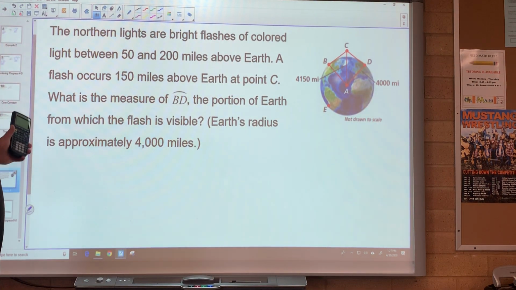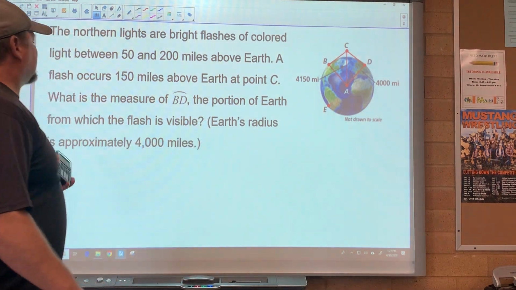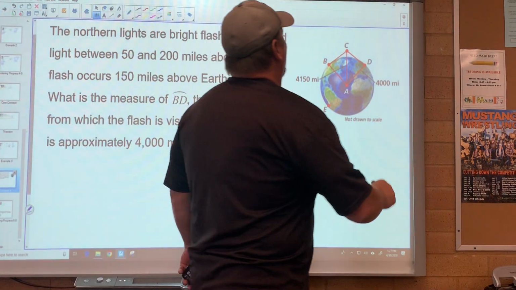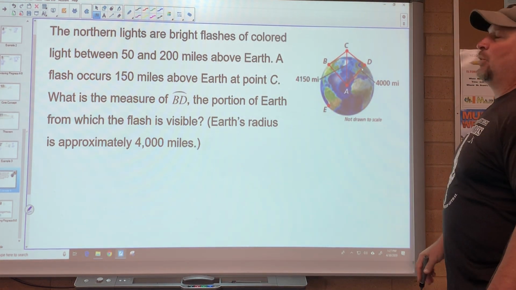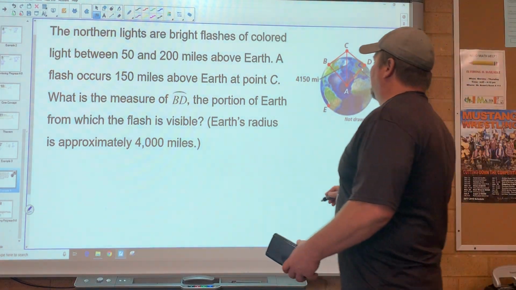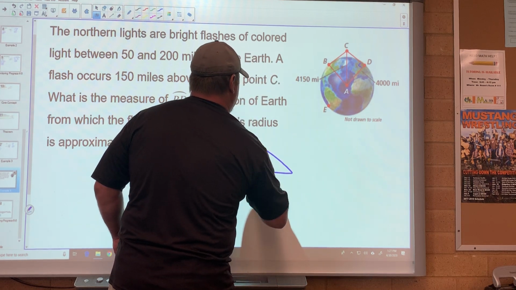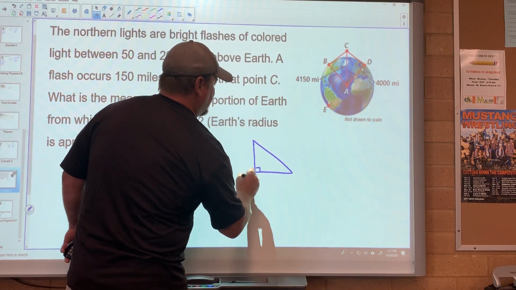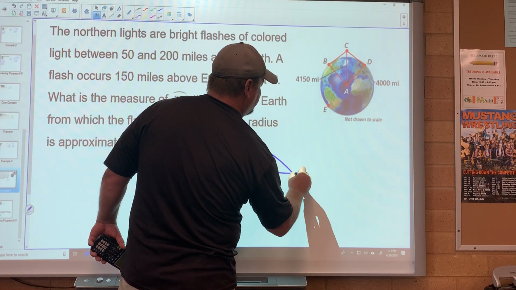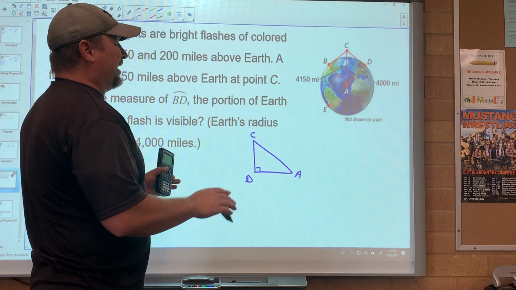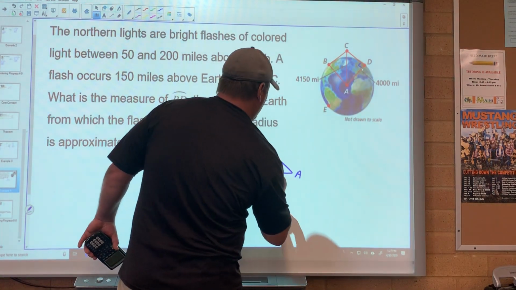The portion of the Earth from which the flash is visible. All right. So the Earth's radius is approximately 4,000. So we've got this. Now, if that's true, then we have a 90-degree angle right there, you guys. Well, we have a right triangle trig we can actually do, because watch, I'm going to draw in the 90. Okay, now this is D, this is C, and this is A. So this is the center, and it wouldn't matter. Just make sure your 90 is in the right spot. Now let's go D to A, it's 4,000.